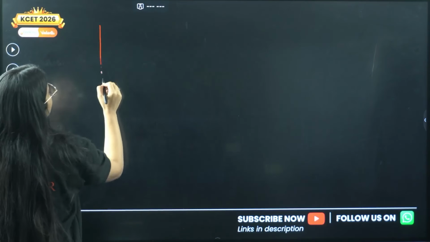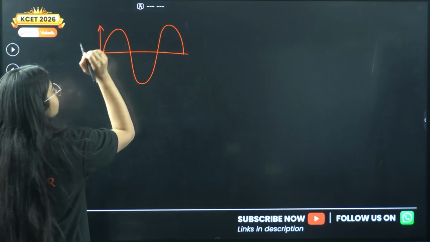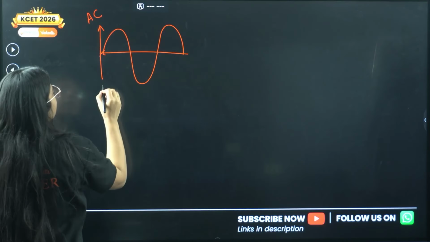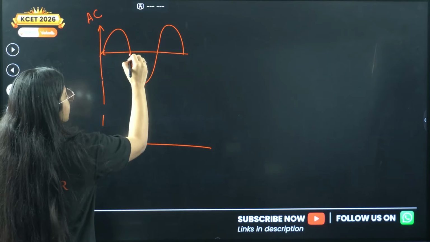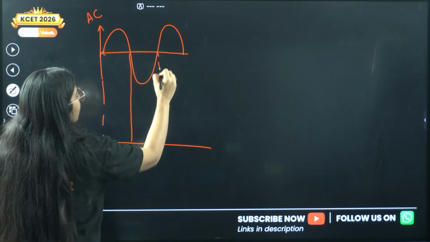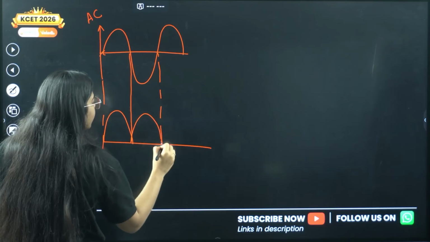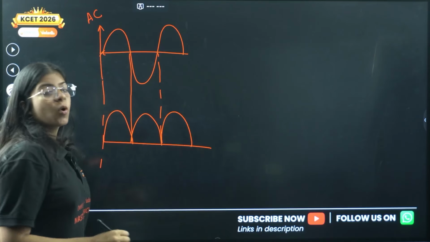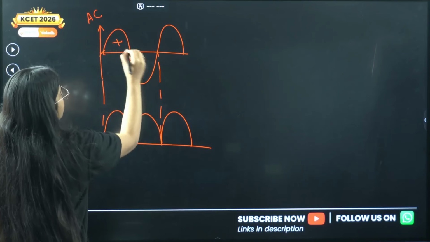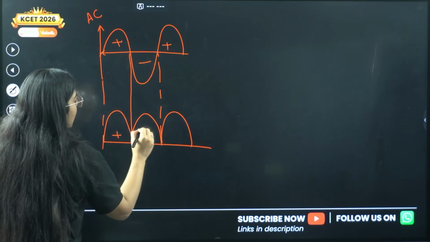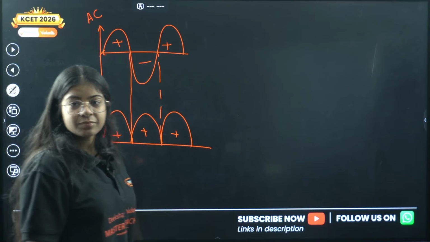So this will be my input waveform, correct, this is AC. If I draw the same, what will be its output? Since it's a full wave rectifier, all the cycles will be converted into the positive cycle. This was positive, negative, positive. These all are now positive, correct?